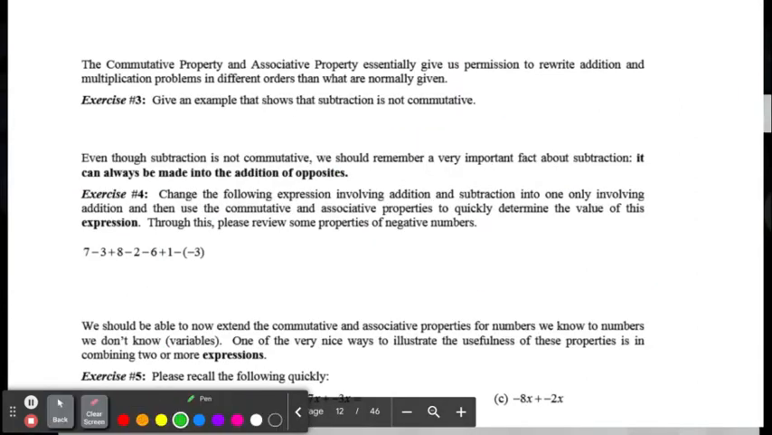Now for this section up top, it's explaining how the commutative and the associative property only work for adding and multiplying. It doesn't work for subtraction and division. So exercise 3 says, give an example that shows subtraction is not commutative. So if I did 7 minus 6, I get 1. If I flipped that and did 6 minus 7, I get negative 1. They're not the same answer. Same thing with division. You can't flip-flop what you're dividing.